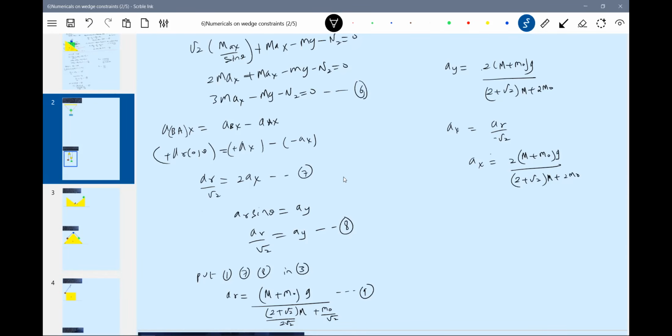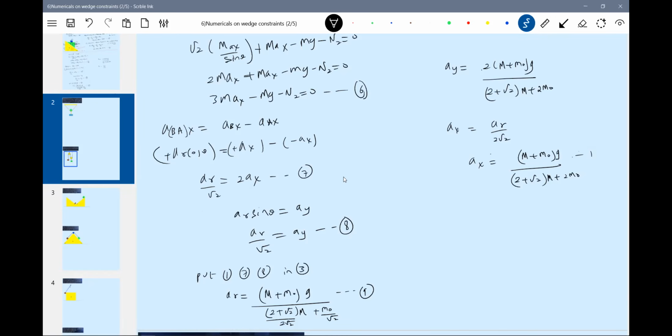Check calculation. 2 root 2 is there, no, here. This will not be there. Okay, you see, these are the answers. Now you can find out the things he has asked.